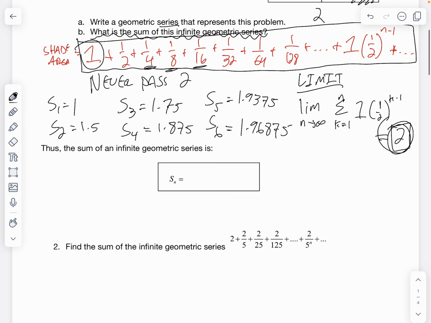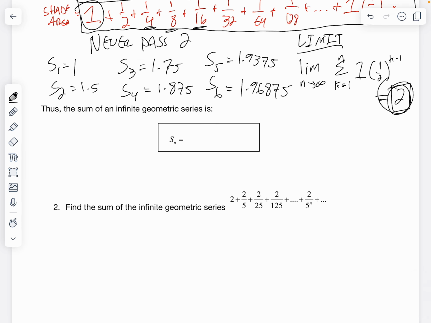So I'm going to write it in the box here, the magic, the sacred box, which you guys already have. So it's the first term. And really this should say S infinity. I don't know why it says Sn. It should say S infinity: U1 over 1 minus R. That is the formula for the sum of an infinite geometric series.